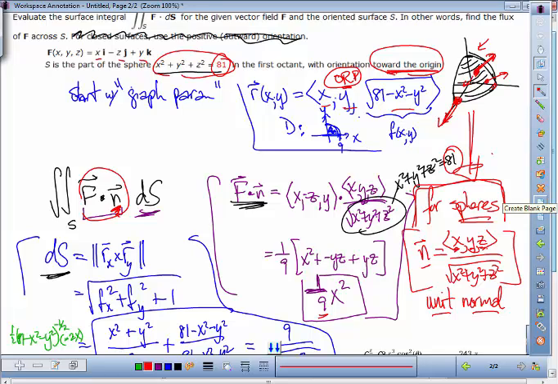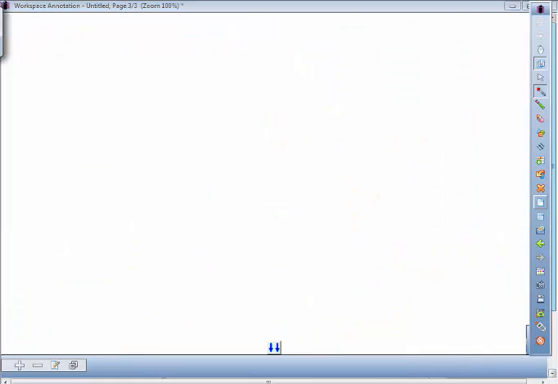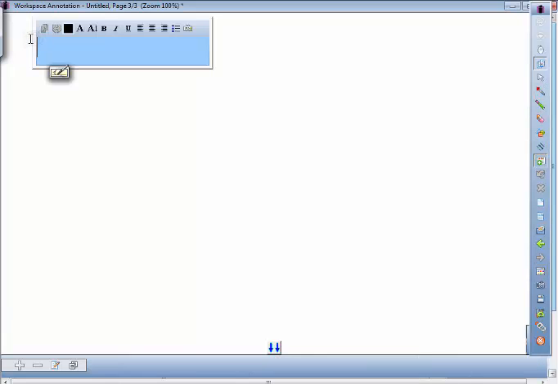Still talking about flux integrals. We're going to change our viewpoint a little bit and change our problem using a special... where's my caps lock?